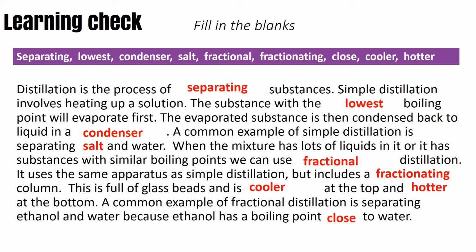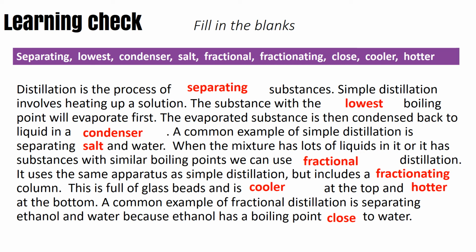When the mixture has lots of fluids in it or has substances with similar boiling points, we can use fractional distillation. So fractional distillation is that slightly more complex one, slightly more equipment involved. There's only two: simple and fractional, and fractional is the slightly more complicated one that can separate out liquids that are all similar boiling points. It uses the same apparatus as simple distillation, but includes a fractionating column. Another crucial thing that you need to learn, the main difference is a fractionating column.